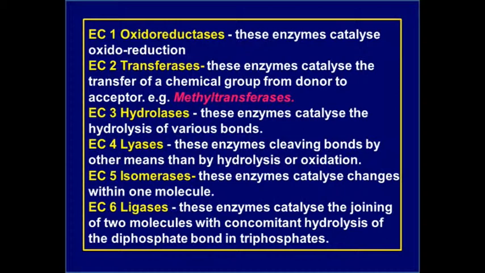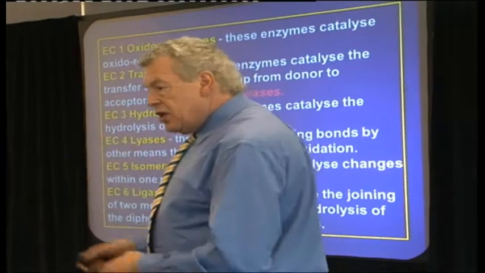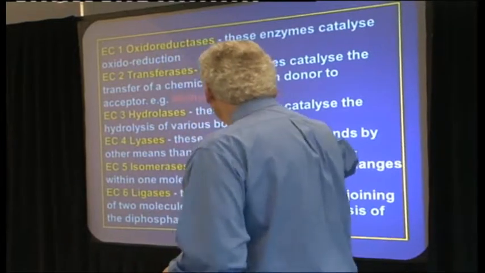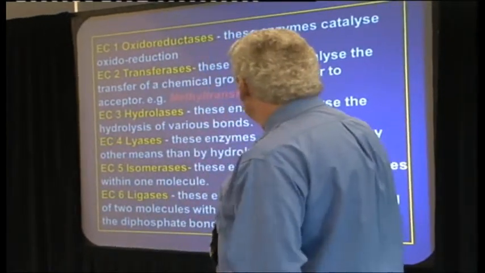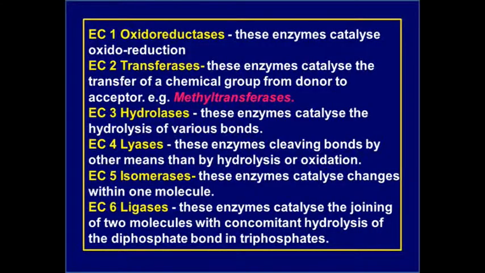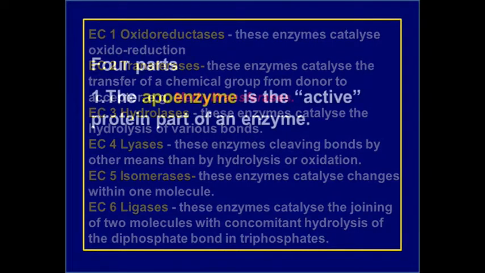Oxidoreductase enzymes are those that catalyze oxidation-reduction. Then there are transferases, those that transfer a chemical group, such as a methyltransferase, which transfers methyl groups. Hydrolases catalyze the hydrolysis of various bonds, the adding of water molecules. Lyases cleave bonds by other means, cutting bits out. Isomerases change the shape of the molecule, but the molecule remains the same. And ligases catalyze the joining of two molecules with a hydrolysis in between.